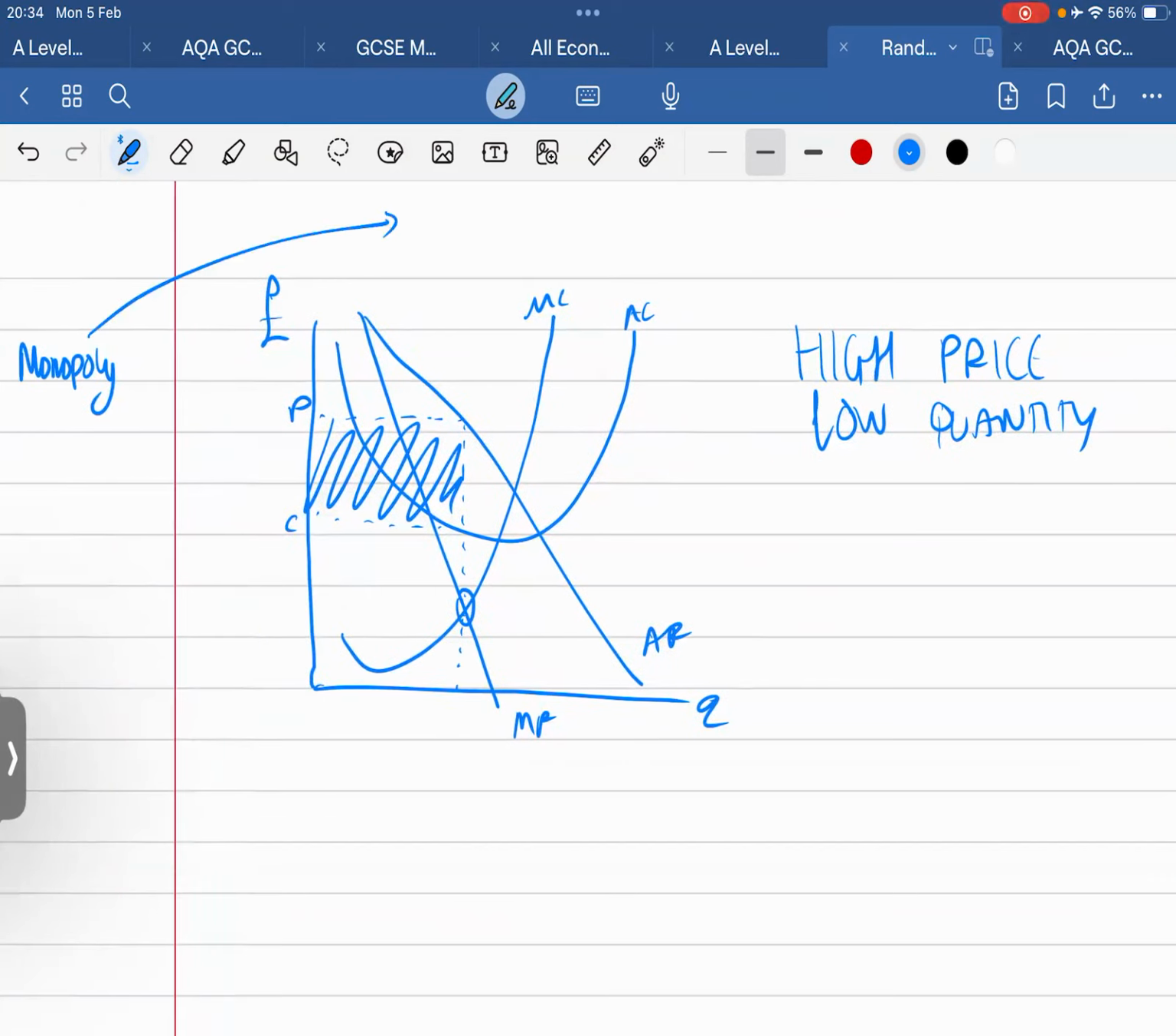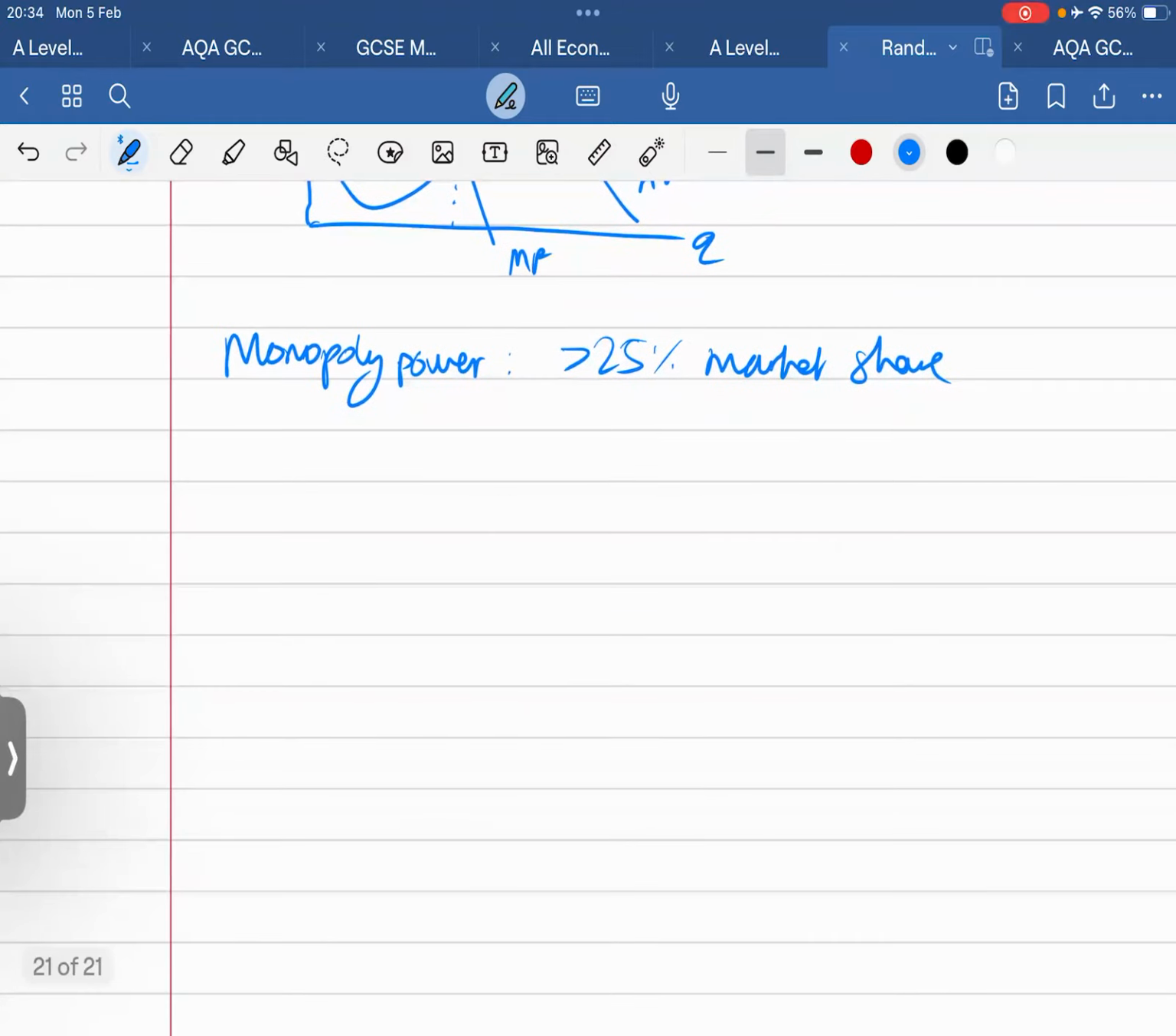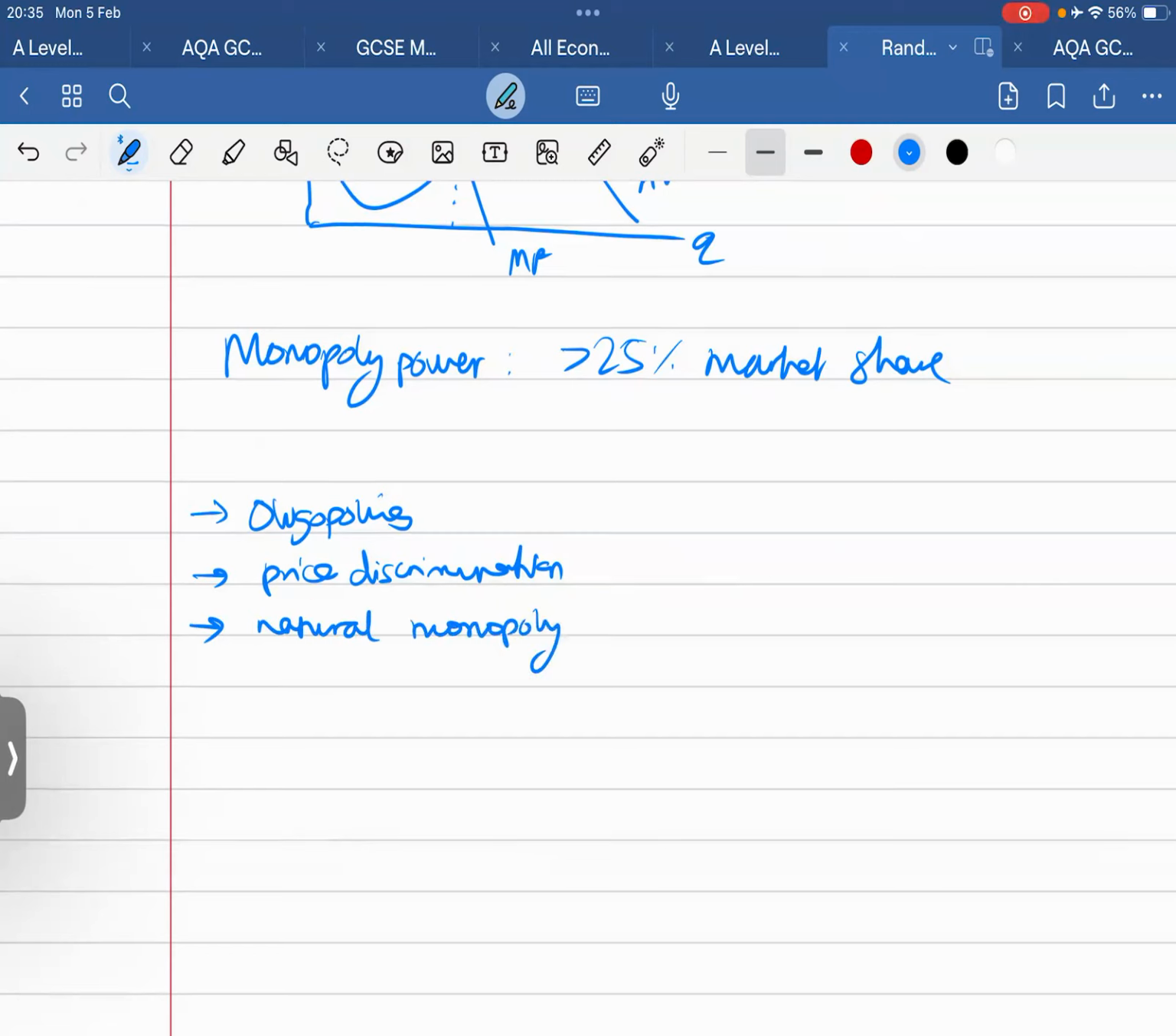The bits to still cover for this section for Excel is oligopolies, and also within monopolies, they love price discrimination. I see it in a lot of papers. So we'll do that in a lot more detail in a second. And also natural monopoly and then monopsony. Before that, let's quickly go over efficiency.